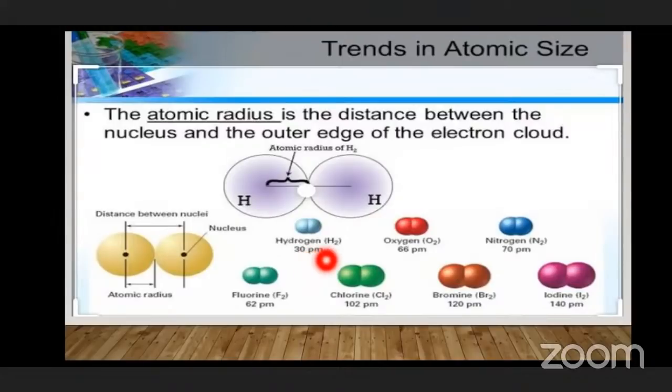So the hydrogen atomic radius is 30 picometers. Like that, oxygen 66, nitrogen 70. Some of the examples: fluorine, chlorine, bromine, iodine, like that. It was given clearly.